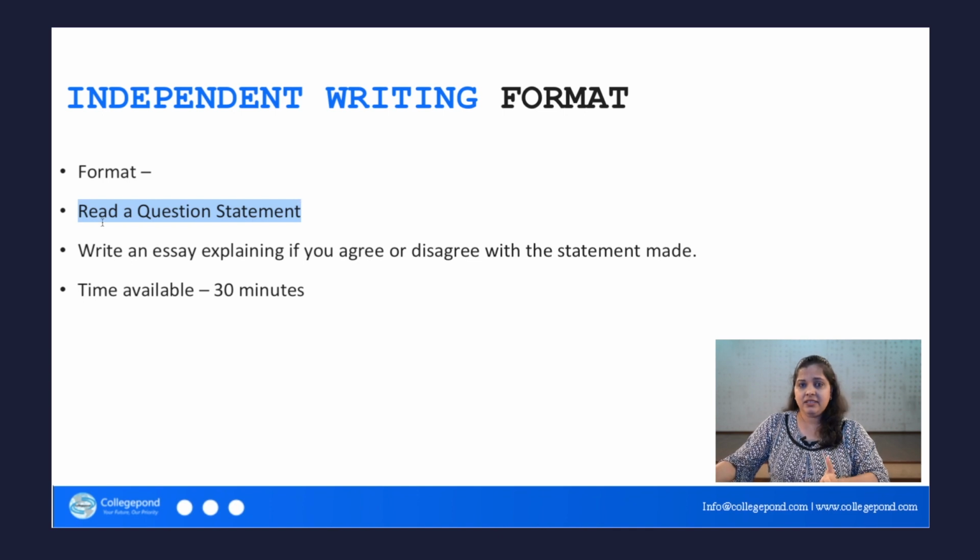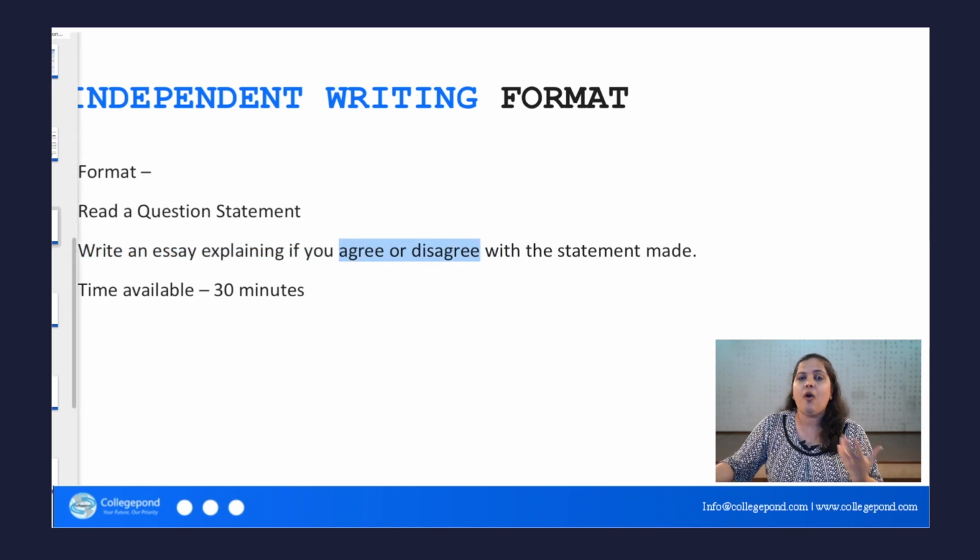So while you're reading, this will also be played out to you through your earphones. After listening to that, you will just have to write an essay explaining if you disagree or agree with the statement being made. When you are talking about agreeing or disagreeing with something, what do you think? Do you want to take a stand or do you want to be neutral? Let's explore this process a little bit more in the next few slides.